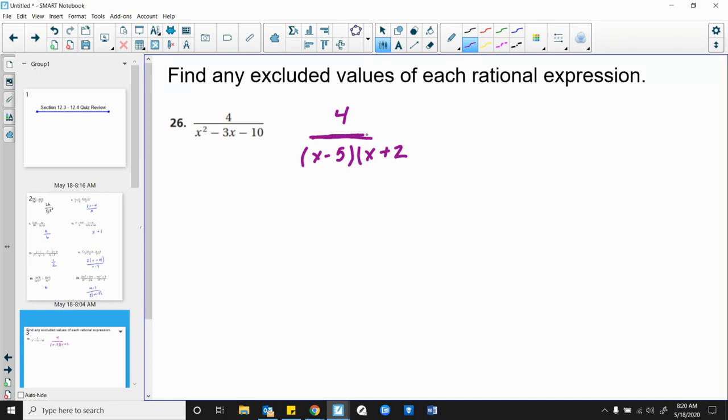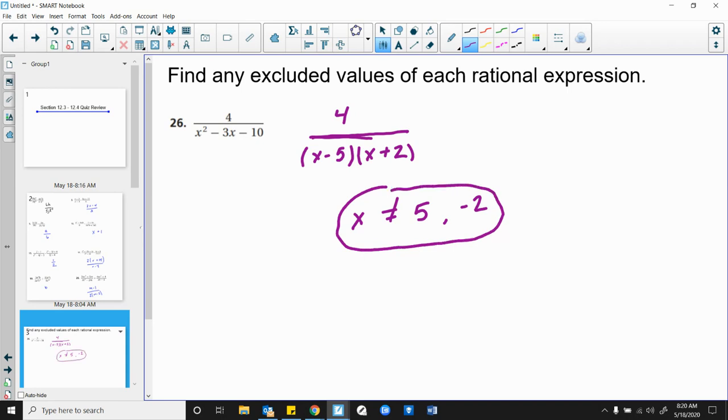Now, once we have that factored, we're trying to think of, what would make this 0? Well, in this case, to make x minus 5 zero, it would have to be 5. So x cannot be 5. And then the other one is what would make this statement 0? Well, if I plugged in a -2, -2 plus 2 would give me 0. And both of those would make this answer no solutions, which means these are considered excluded values. Okay?